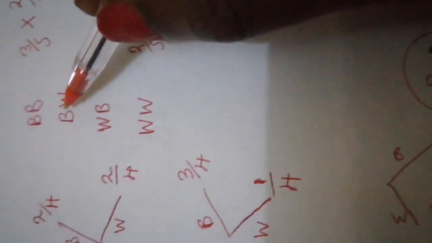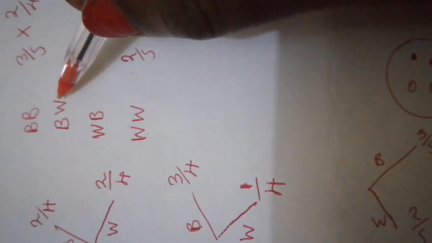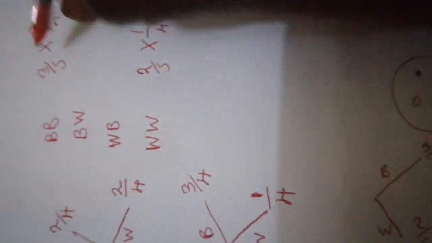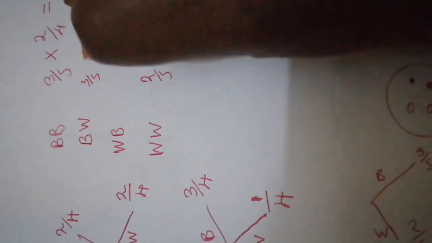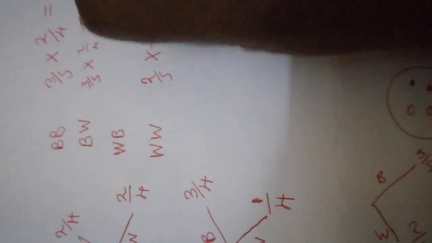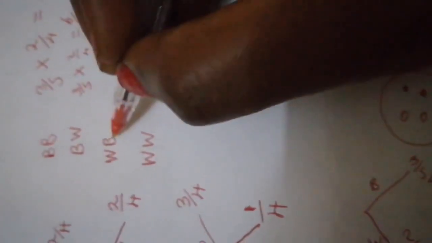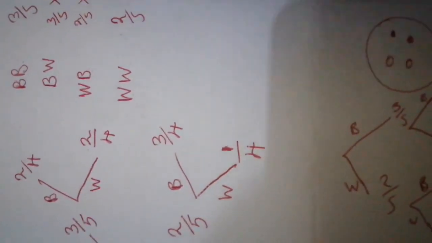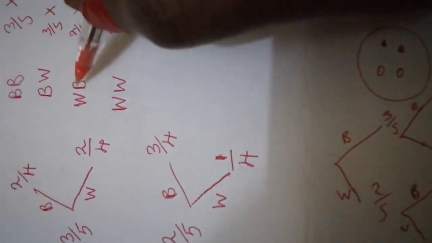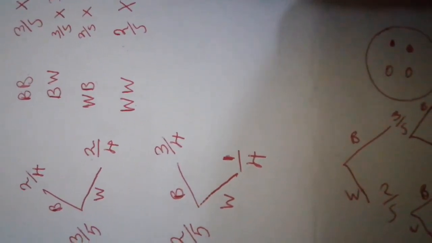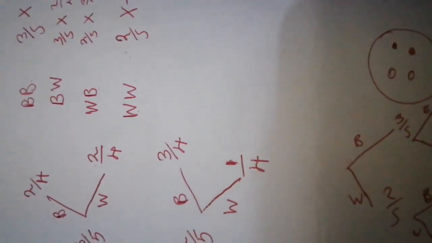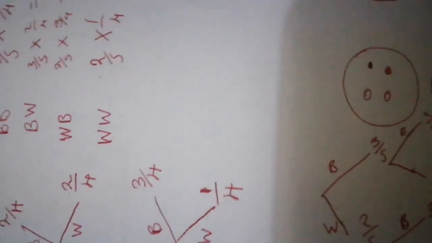Here, the probability of picking black in the first draw, then white in the second draw is simply 3 over 5 times 2 over 4, which is 6 over 20, giving us 3 over 10. Then there we have 2 over 5 times, white then black, 3 over 4, which is 6 over 20, giving us 3 over 10.